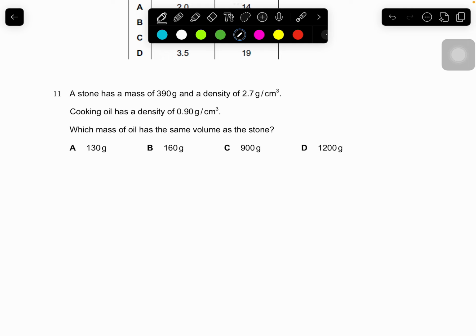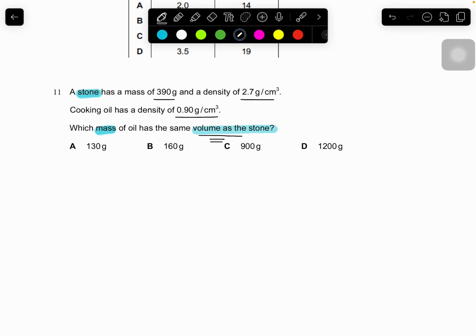A stone has a mass of 390 grams and a density of 2.7 grams per cm cubed. Cooking oil has a density of 0.9 grams per cm cubed. Which mass of oil has the same volume as the stone? Okay, so first of all, look at the key terms in the question. The question's asking you the mass of oil that has the same volume as the stone. So you're given the important information for the stone. You have the mass of stone and you have the density of stone. So first step is to find the volume of the stone.